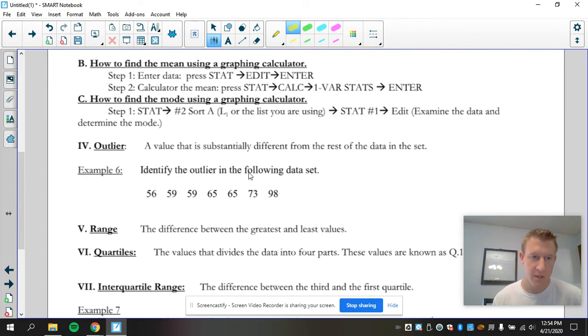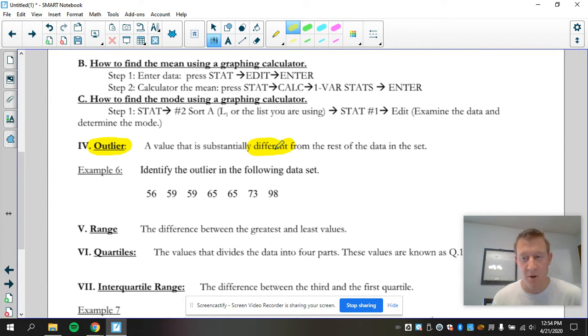Along those lines, the first thing we're going to talk about is an outlier. You guys probably heard that word before. I know we did some stuff like this back in Algebra 1, but simply put, an outlier is just a number that looks a lot different than the rest. If you had simply 1, 2, 3, 4, 5, and then 30, well, that's a lot different of a number.